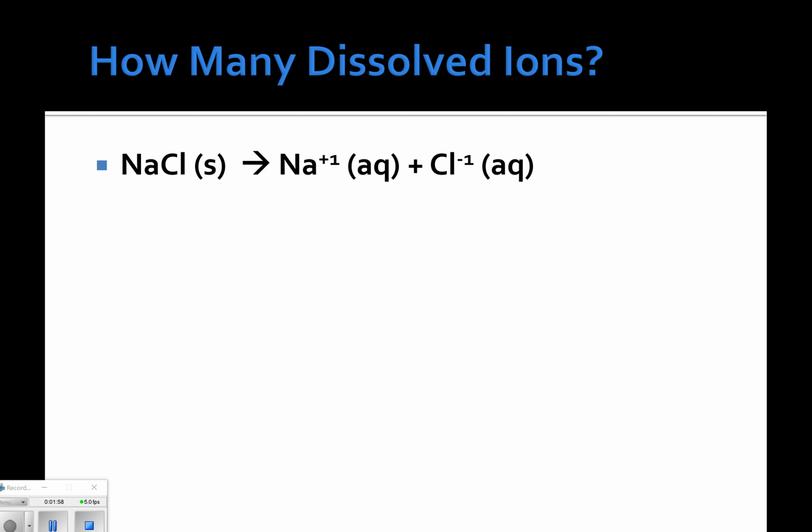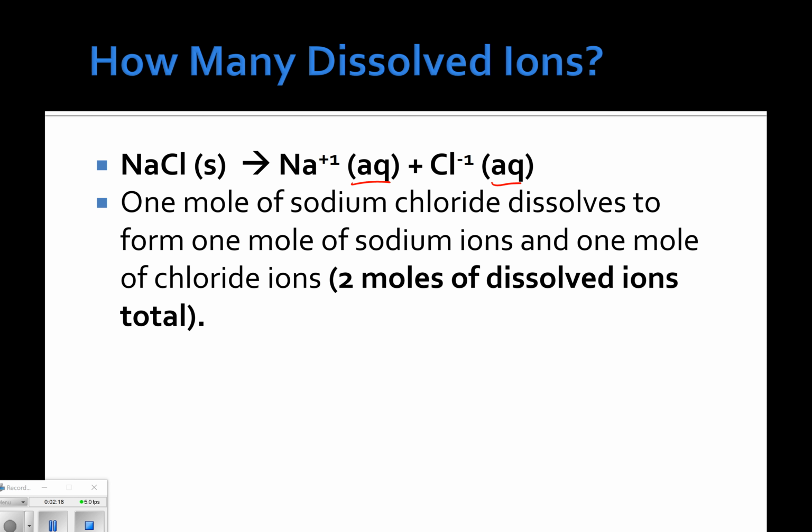This is our dissociation equation. It's showing solid sodium chloride dissolving into water. So we have our aqueous designation, and we now have 1 mole of sodium ions and 1 mole of chlorine ions. So we started with 1 mole of sodium chloride in the solid form, it dissolves in water, and we end up with 2 moles of dissolved ions. Remember, there's ones here. So 1 mole of sodium, 1 mole of chlorine. So we have 2 moles of dissolved ions in the resulting aqueous solution.